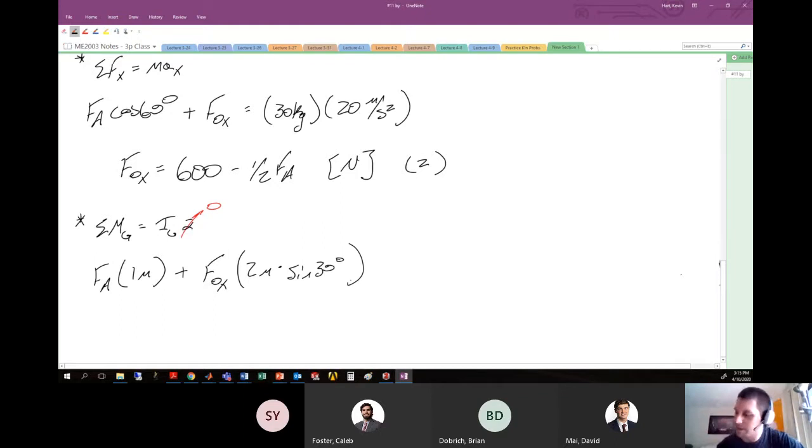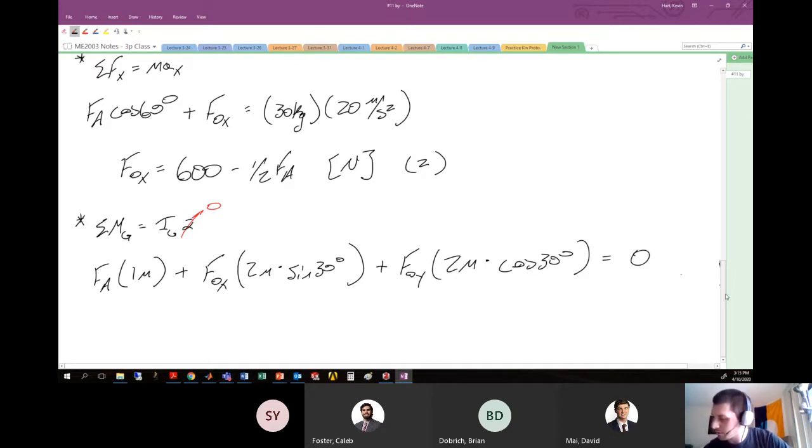Similar idea for the y direction. Here we have the force in the y direction multiplied by the total length to get to that position, normalized by the appropriate trigonometric angle. Here it's 2 meters multiplied by the cosine of 30 degrees. And this is all equal to my right-hand side, which is 0.